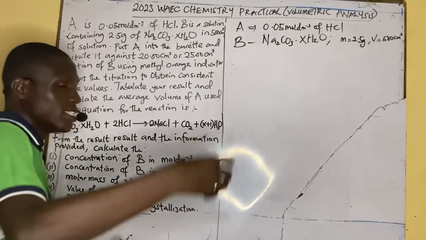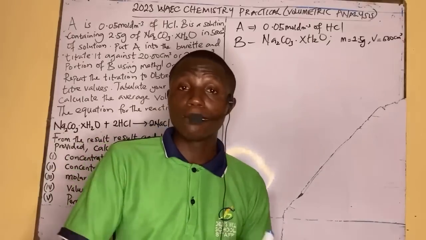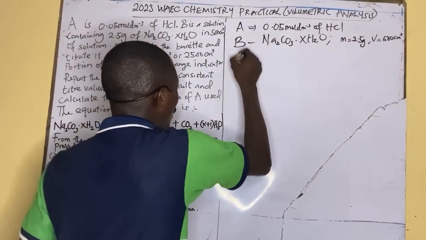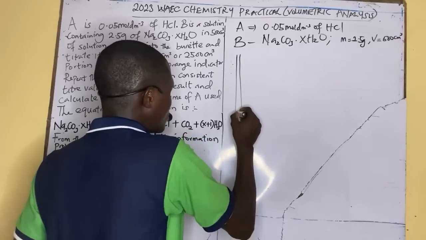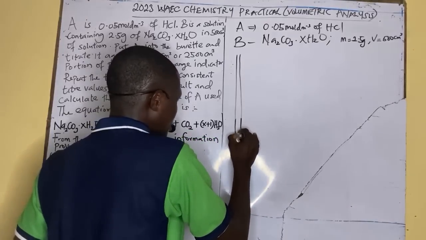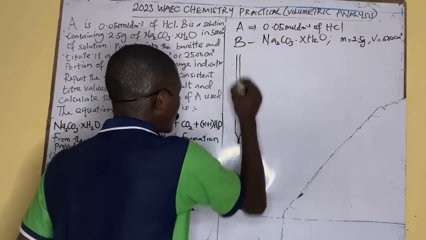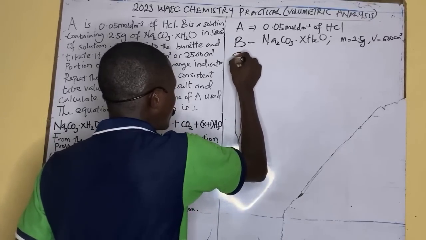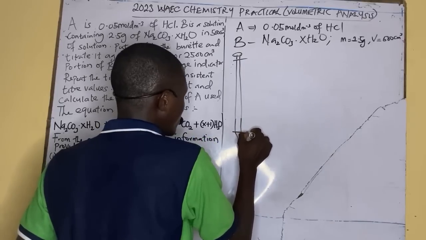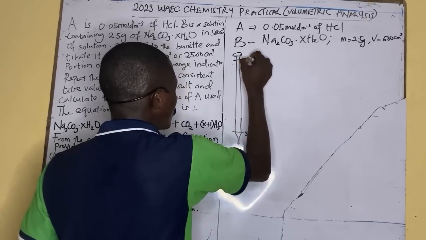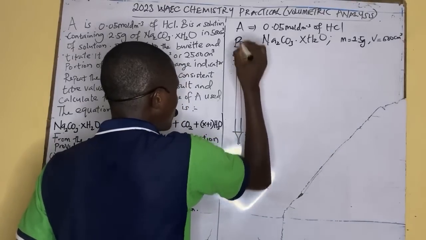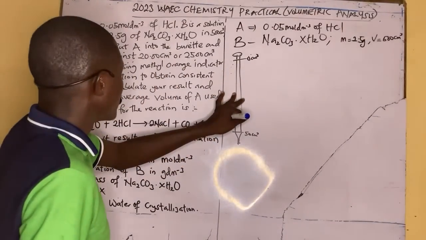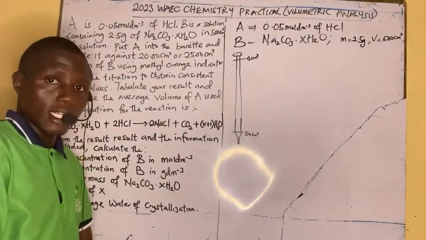Put A in the burette, which is the titration procedure. You are going to put A in the burette. For those who don't know what a burette looks like, I'm not going to do the really practical, but let me just give you a hint. So this is what a burette looks like. This burette marks from 0 to 50 centimeter cube. You are going to clamp this burette on the retort stand.